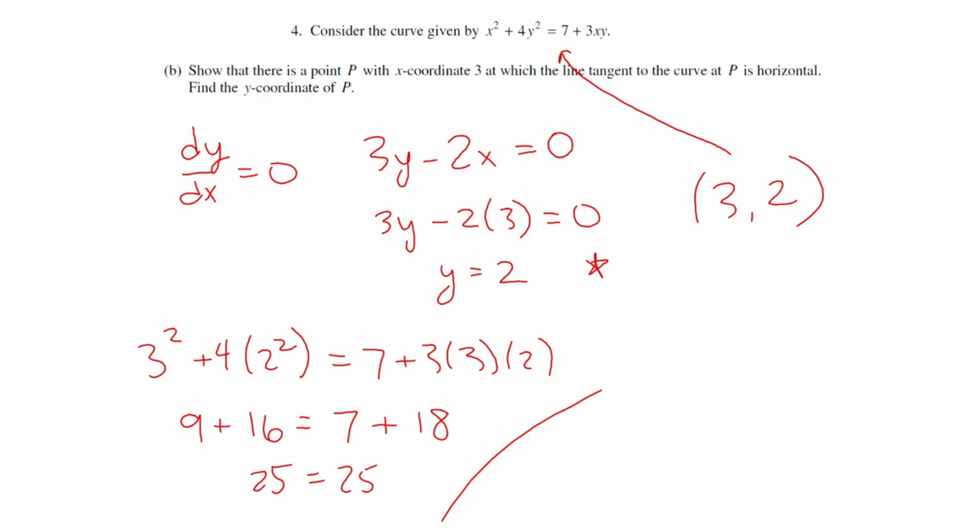So that should be sufficient work there to earn those 3 points. 1 for just setting dy/dx equal to 0. 1 showing that the slope is 0 when y is 2. And 1 for showing that the point is on the curve.